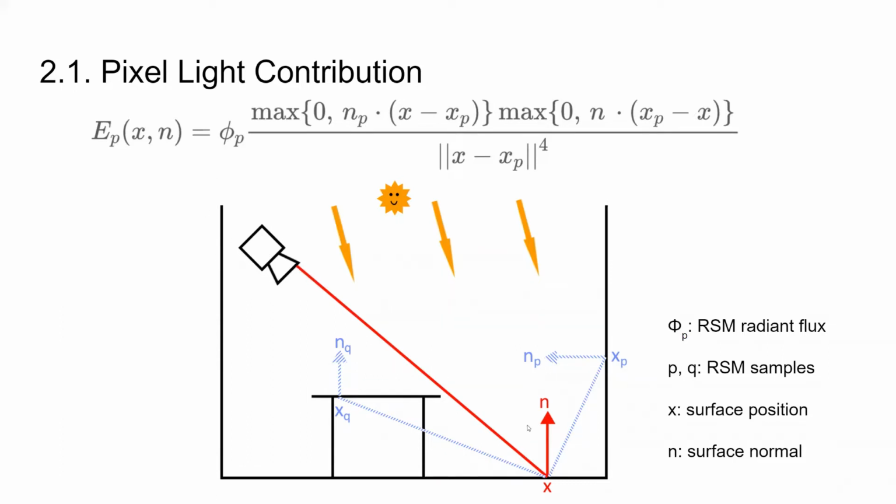Hopefully this diagram illustrates it well enough. We have two pixel lights in blue. They're just samples that we've taken. And then the red is the surface that we're shading.